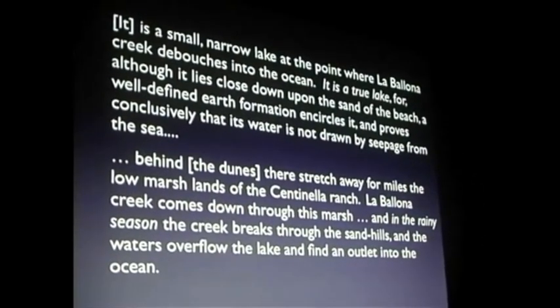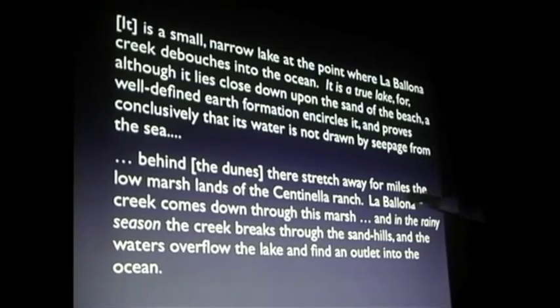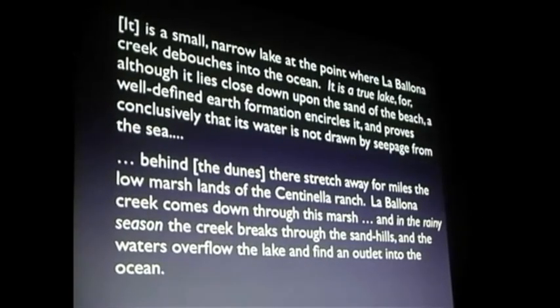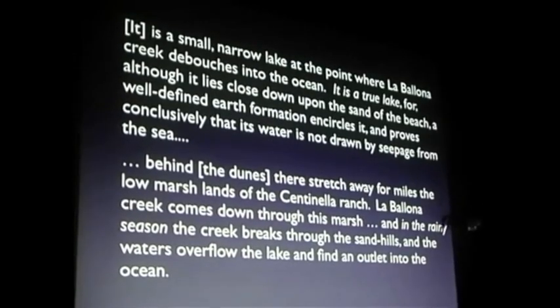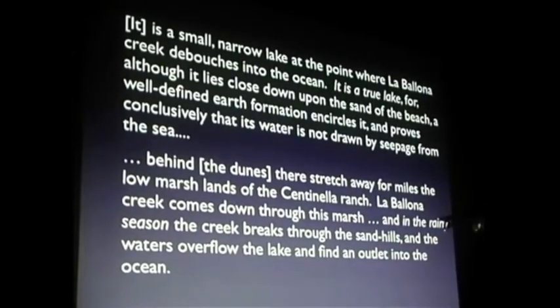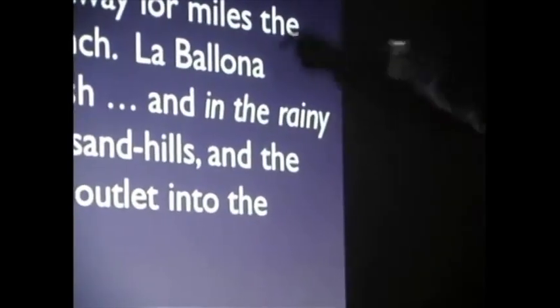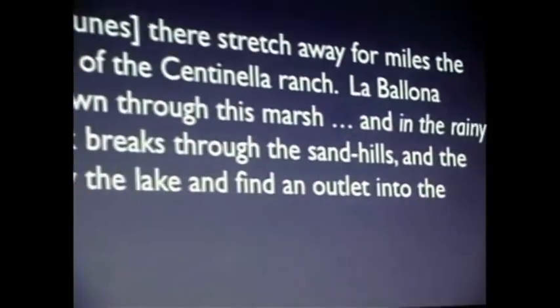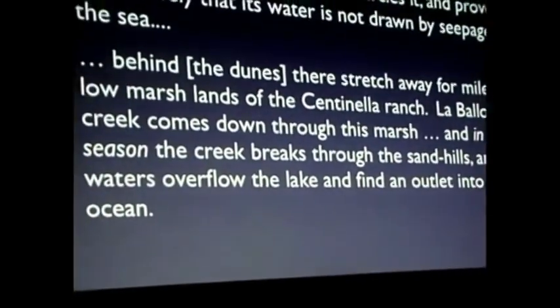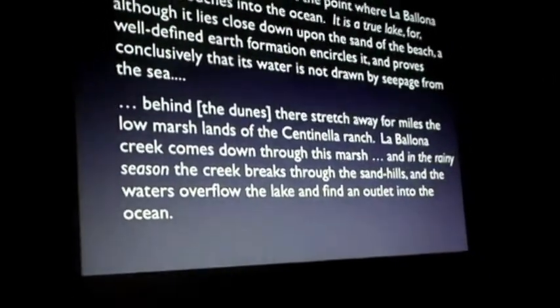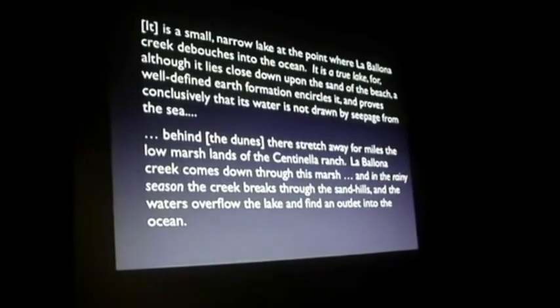Behind the dunes, they describe this elsewhere, there stretch away for miles the low marshlands of the Sentinella Ranch. La Ballona Creek comes down through this marsh, and in the rainy season, the creek breaks through the sandhills. That's the inner set of dunes, and if you've ever volunteered at Ballona, that's the ones where now they've got the El Segundo Blue Butterfly and all that sort of stuff, right? The inner set of sand dunes breaks through, and the waters overflow into the lake, and then find outlet to the ocean. Okay? That starts painting a very different picture than what we even have right now.